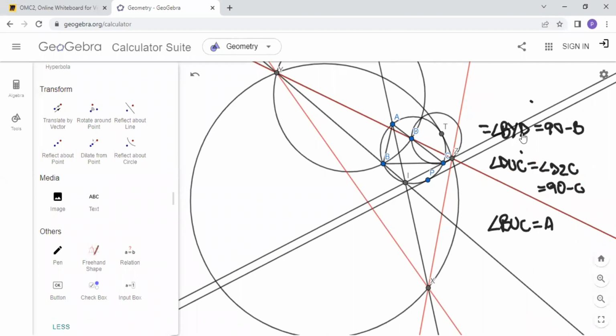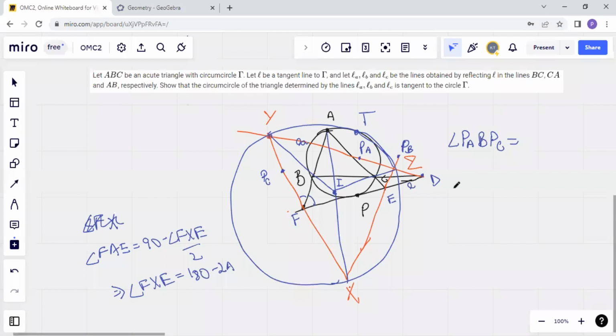Let's just delete all this stuff. Now let's go back. And again, I don't have time, so we'll just give away this claim. So you have P_A, P_B, P_C. Now, P_A and P_C are not good, so we'll use reflections and try to get angles where one vertex is P.